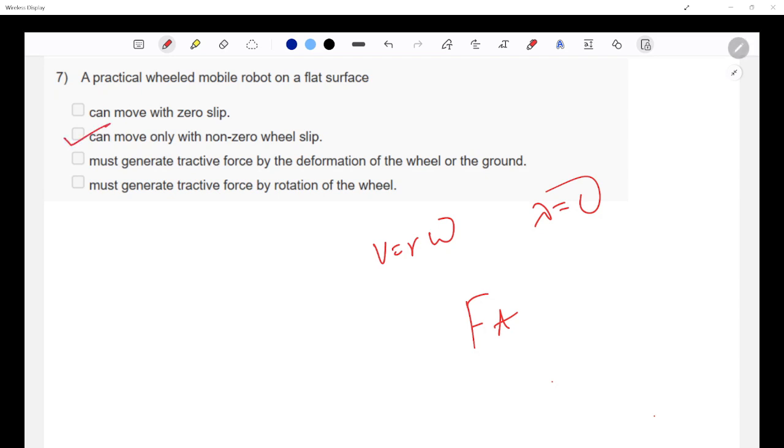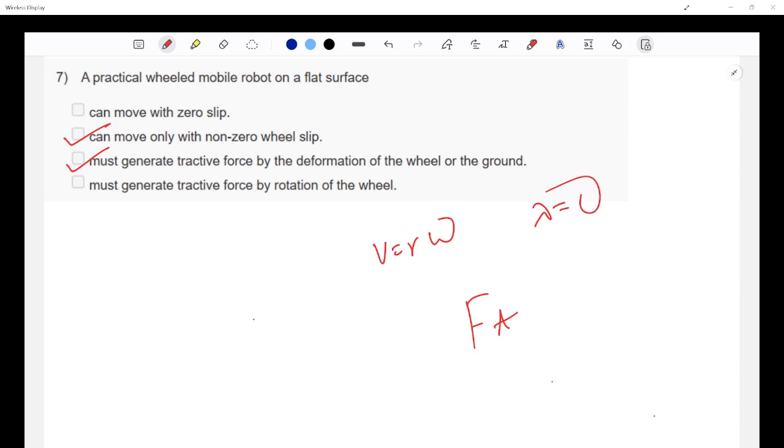The third option is that it must generate tractive forces by the deformation of the wheel or the ground. This is true because deformation happens at the contact point, this contact patch. It's not a point generally. It creates a friction force, and friction force helps in motion. It's also correct. The first option is that it can move with zero slip. This is false because it is used in theory, it is an ideal assumption, but it is not possible in practice. Real motion always needs small slip.